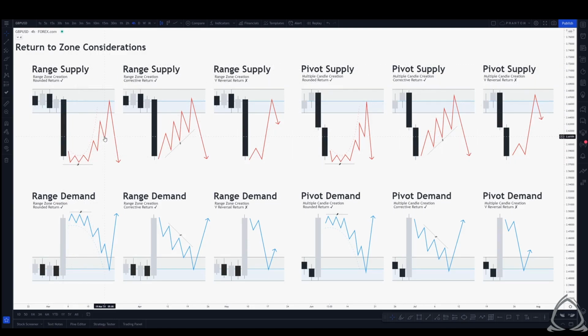If we're looking at the rounded return, what we end up seeing is price very slowly rounding out into that supply zone. And more often than not, we see liquidity being built on the downside and on the slope or return back in. We'll touch on liquidity in a later section, but keep that in mind as we progress. We can see that again in the demand section, where we have this rounded return where price slowly rounds back into the demand zone.